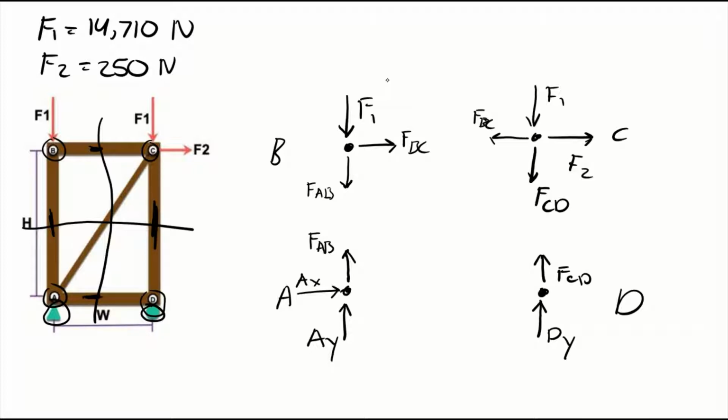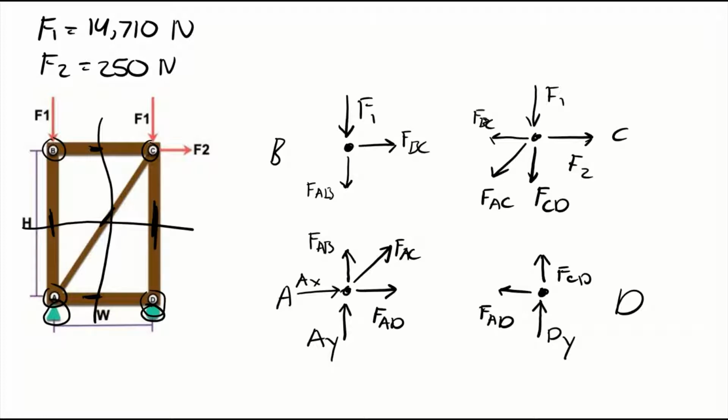Member AD, the bottom member, has a force going from joint A, F sub AD, and then equal and opposite at joint D, F sub AD. The final member is the cross member, AC, so going from joint A, F sub AC, and then equal and opposite at joint C, F sub AC.